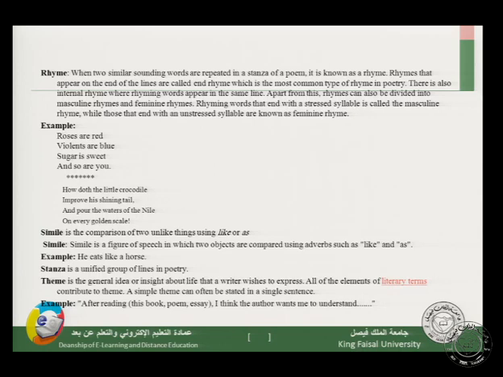A simple theme can often be stated as a single sentence. Always, when you come to stating a theme, state it in a meaningful sentence, in a simple statement. Of course, here this is again an example. After reading this book, poem or essay, I think the author wants me to understand. This is how you may start expressing a theme after reading a poem.